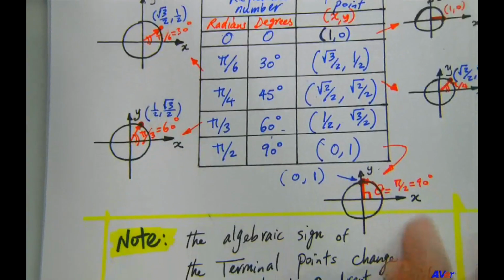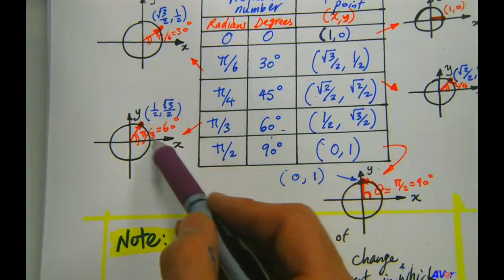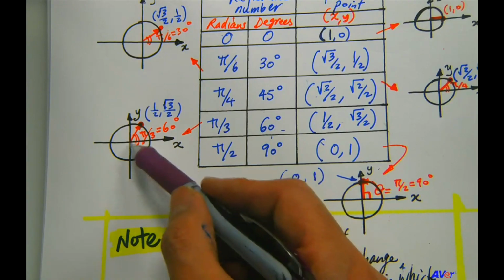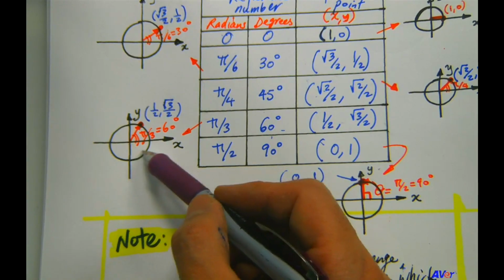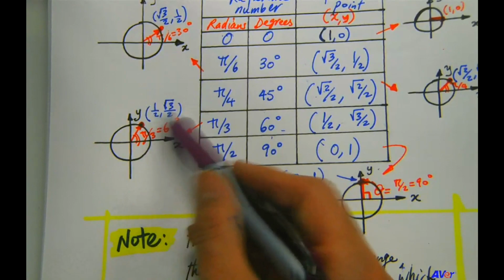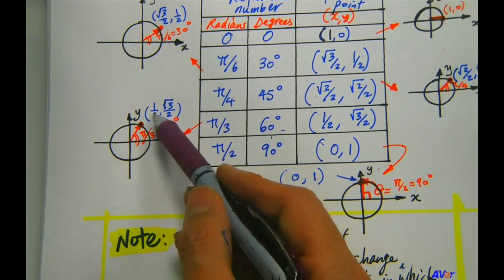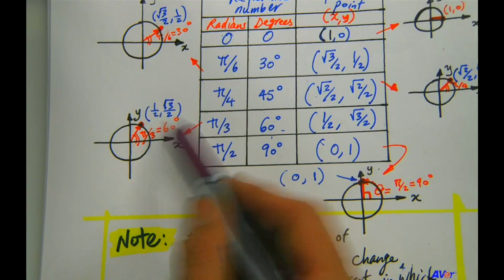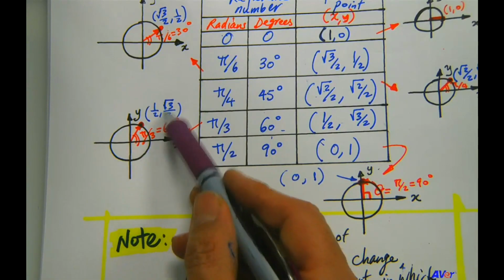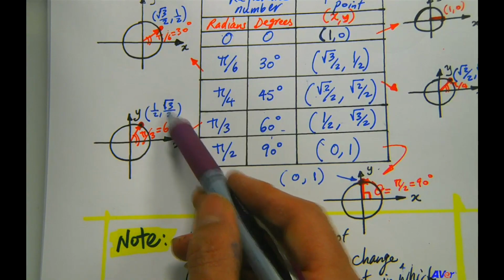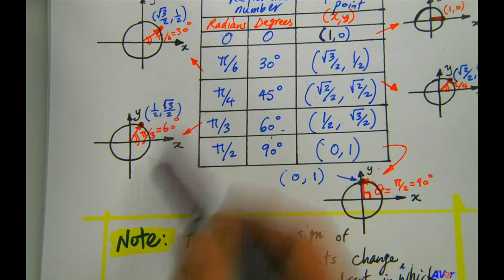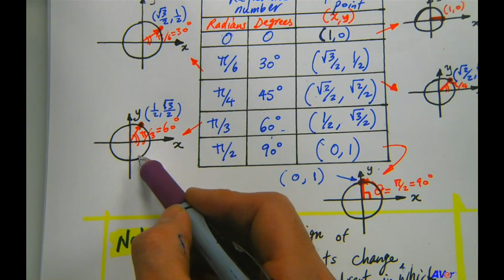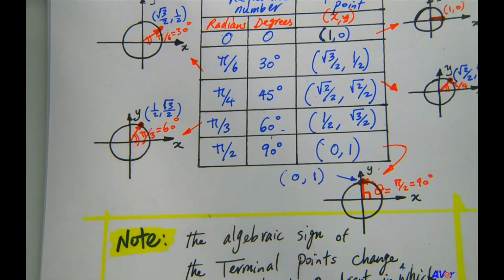By the same token, if, for example, the reference angle was pi over 3, but pi over 3 was in the fourth quadrant, guess what would happen then to this coordinate? The x value would be positive, so you would still have positive 1 over 2, but comma, the y value would be negative. So instead of positive square root of 3 over 2, you would have negative square root of 3 over 2 if this reference angle was here in the fourth quadrant, not in the first quadrant.